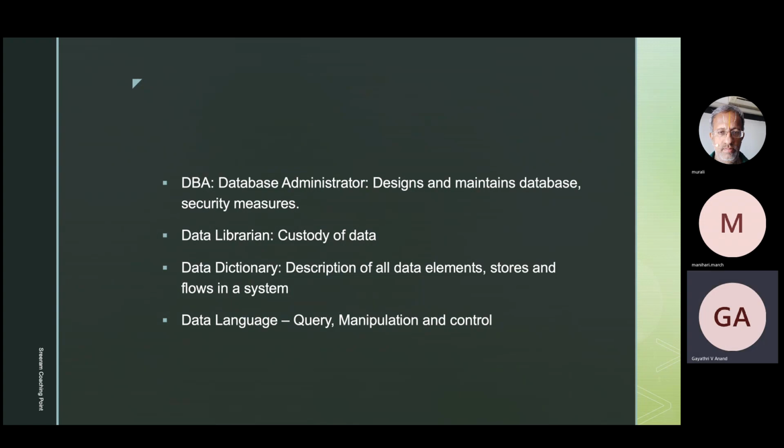In data language, you could have query, manipulation and control. When you want to ask something, or when you want to manipulate or make changes, or when you want to control it, you have, for example, shortcut keys which are told to you. So you know that Control plus S is something, Control Alt Delete is something. So like that, the language is processed for every database management system, and within that you try to operate it.